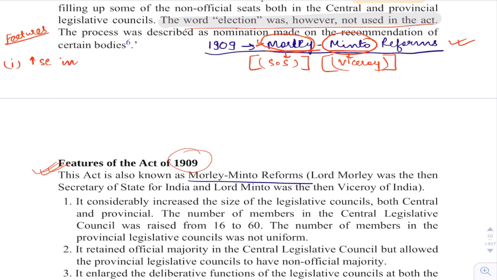Increase in size. किसके size में? Central Legislative Council and Provincial Legislative Council. The number of members in the Central Legislative Council were raised from 16 to 60. So you can write 16 say 60. The number of members in the Provincial Legislative Councils was not uniform. Not uniform. Okay, so this was the first feature.